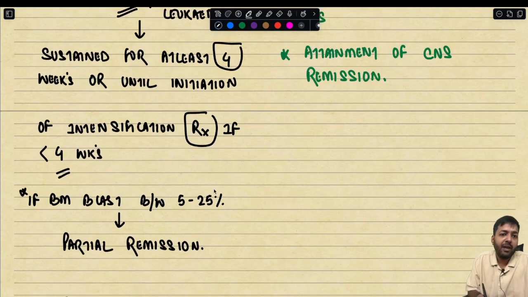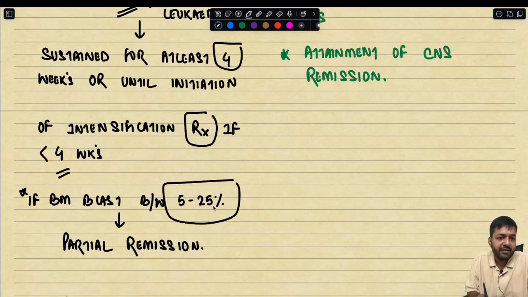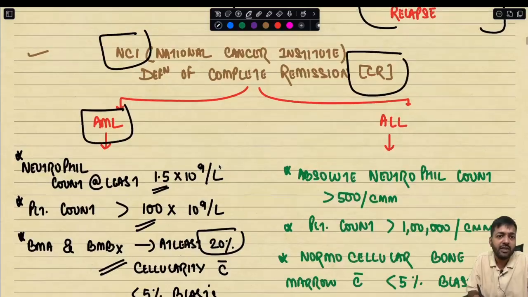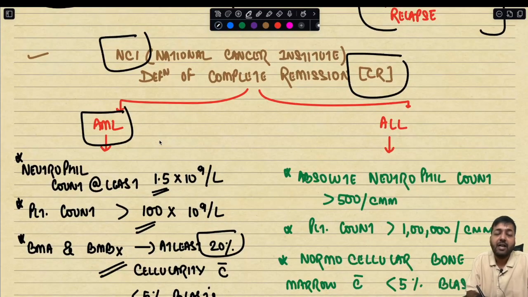If the bone marrow blast is between 5 to 25%, then we call it a partial remission. So this is the definition of complete or clinical remission for AML.